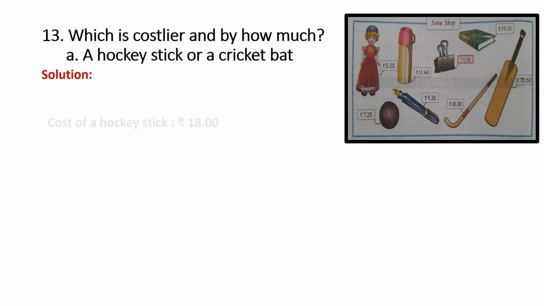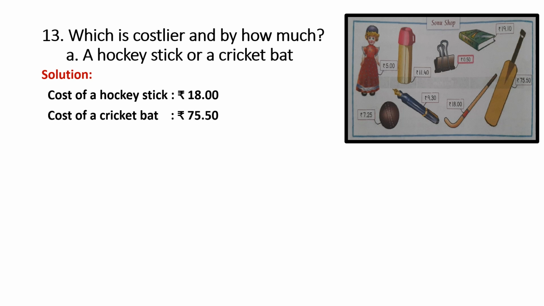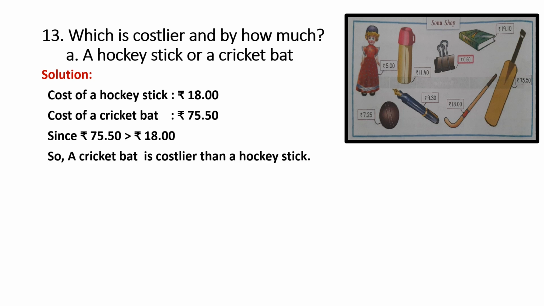Okay, so the cost of a hockey stick is 18 rupees. Then the cost of a cricket bat is rupees 75 and 50 paisa. Now here you have to compare the cost of both items. So what do we find? Since 75 rupees 50 paisa is more than 18 rupees, and 75 rupees 50 paisa is the cost of a cricket bat, it is very well understood that a cricket bat is costlier than the hockey stick. So we'll write cricket bat is costlier than a hockey stick.